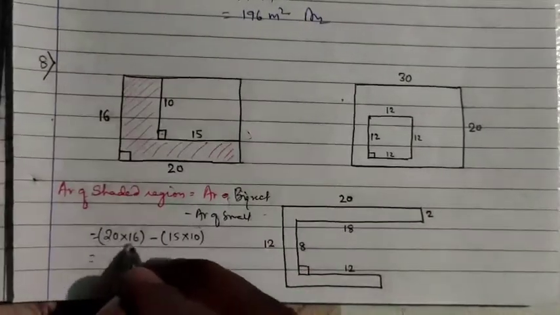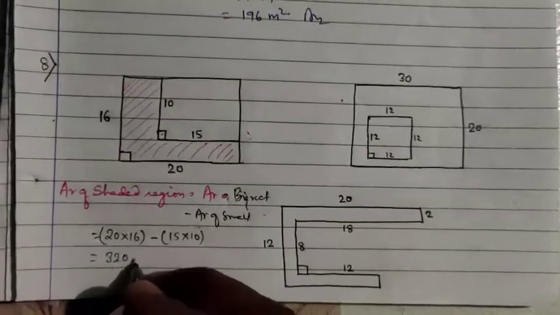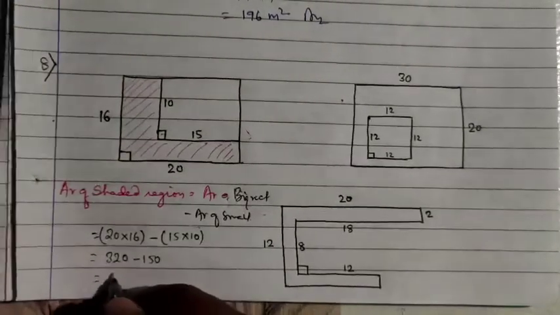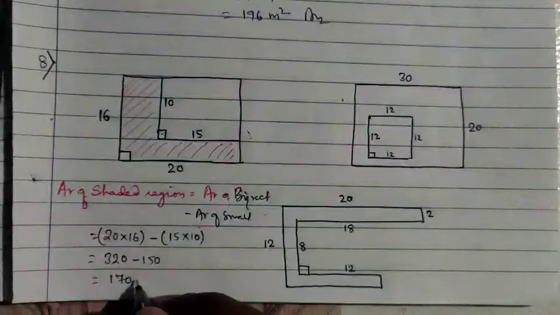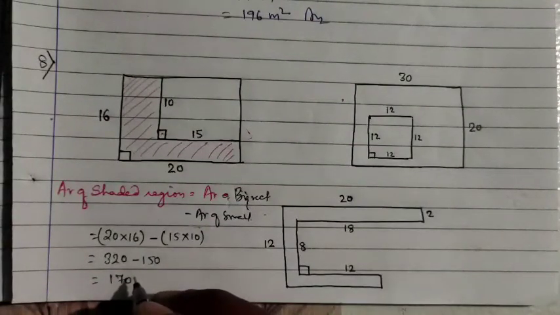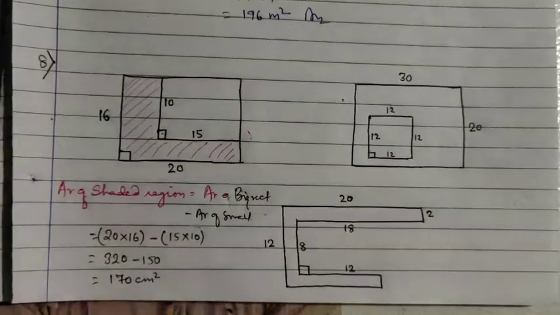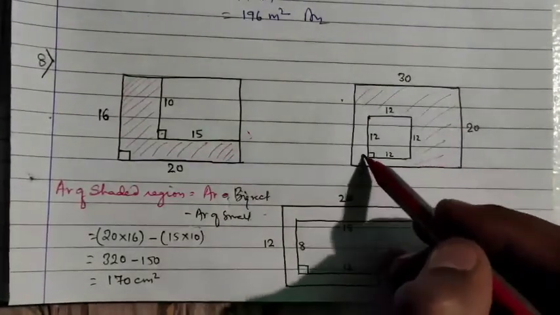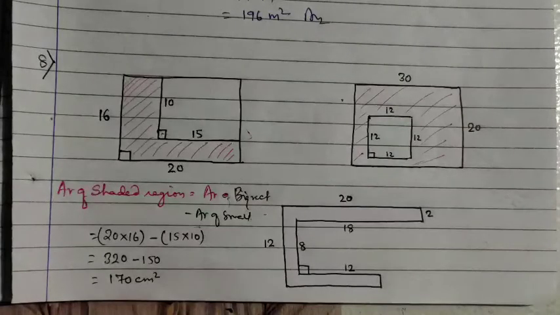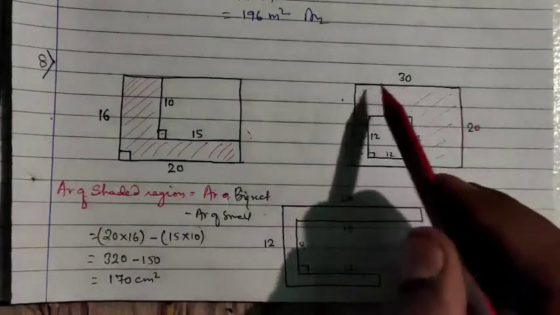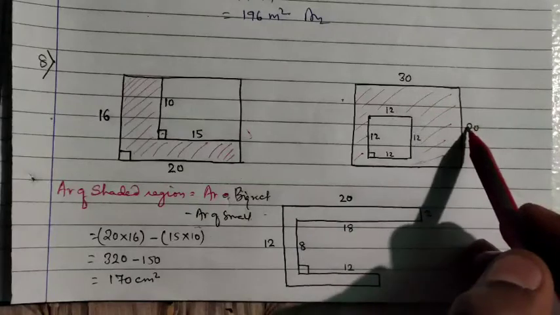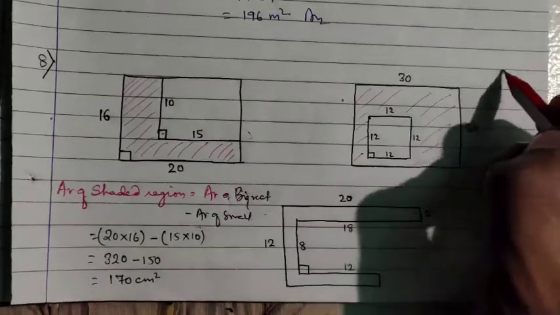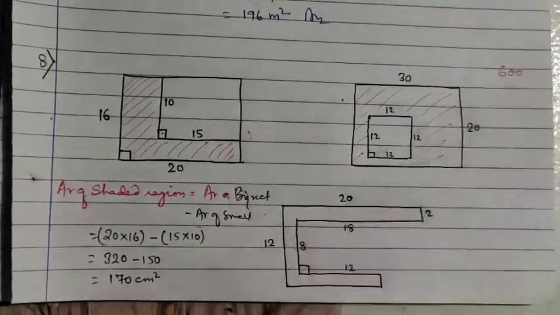Simply we will subtract. 16 times 2 is 32, it will be 320, minus 15 times 10, 150. When we subtract it, it will give us 170. Since here in the question all measurements are given in centimeter, it will be centimeter square. Like this, the second question also we can solve by the same method. This is the shaded region and we have to find the area of this shaded region. On the outer side we can see a rectangle, length, breadth, area will be 30 into 20, 600.